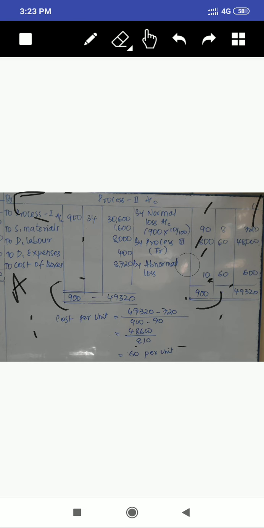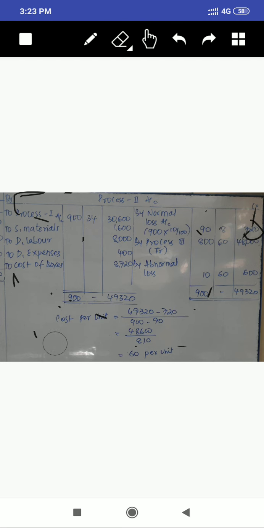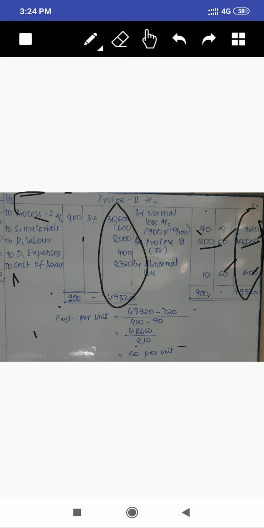Move to the calculations now. The calculations are like this. Once again, you need to find the cost. Total cost, the same amount, and minus what? The formula is normal loss amount. Normal loss 720, and total units 900 here. And normal loss units how much? 90. So if you subtract this, you will get 60 rupee per unit. Where do you write 60 rupee per unit? You need to write it in the next process and in the abnormal loss. Multiply these two, you will get this one, and you find the total of this column and this column. They match. So that was the correct answer.